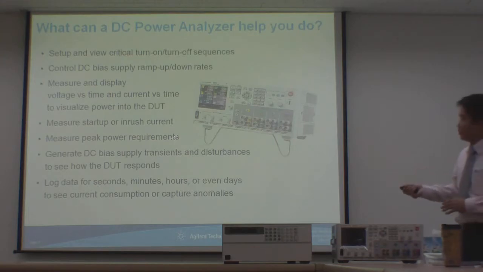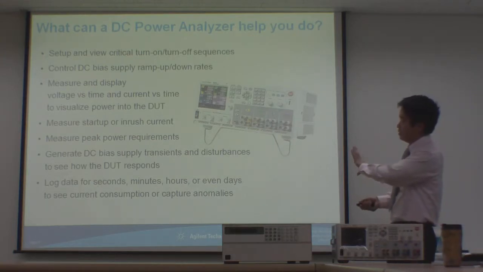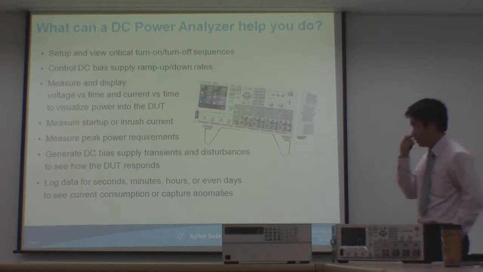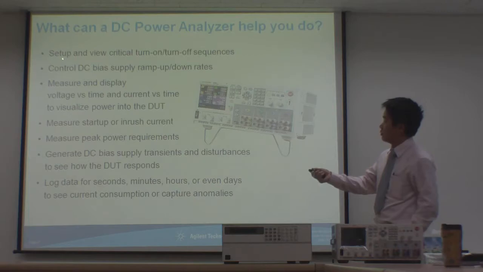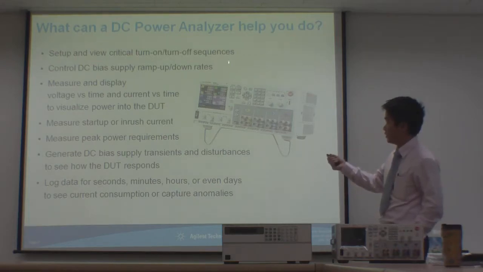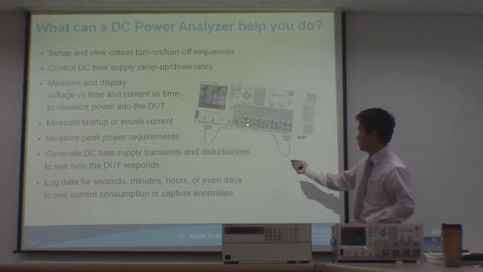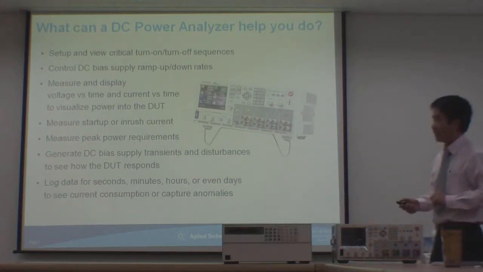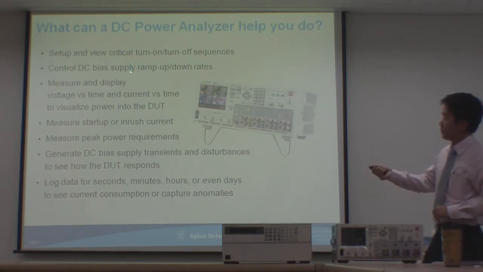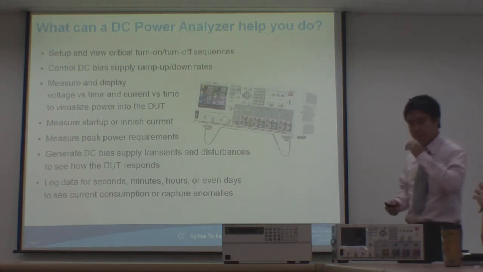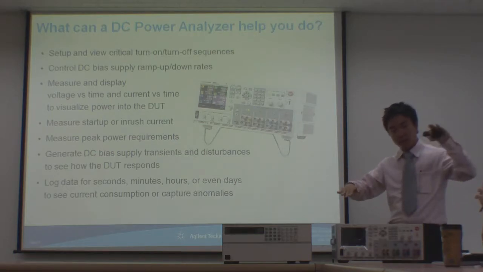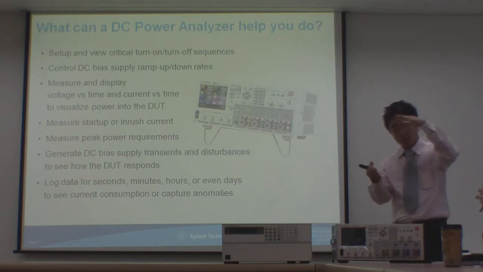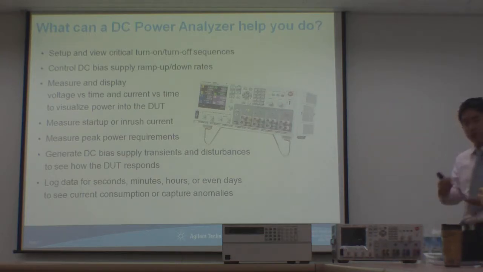And this is some of the testing that you can actually do with the power analyzer, and we made this list because these are the common types of tests that most users would want to do. For example, you can set up the turn on and turn off sequence. That's what we're talking about when we discuss the delays between channel 1, channel 2, channel 3, and channel 4. You can control the DC bias supply, the ramp up and ramp down rates. When you go from 0 volts to 5 volts, it could be this fast, or it could be this fast. So you can alter those rates, slope those rates according to what you want to do.